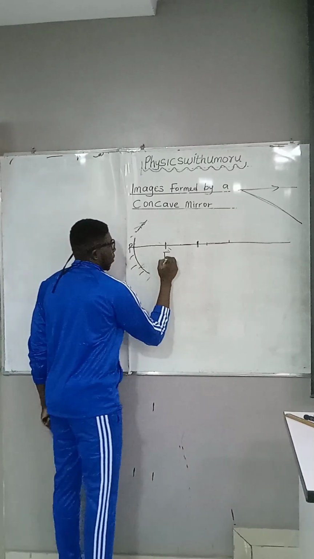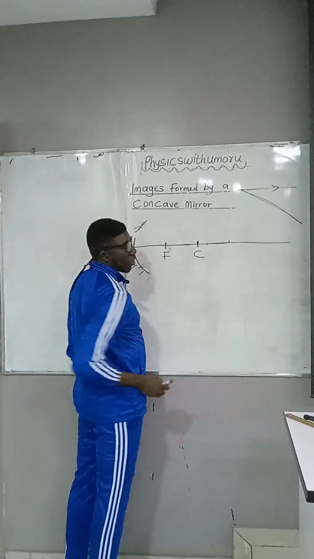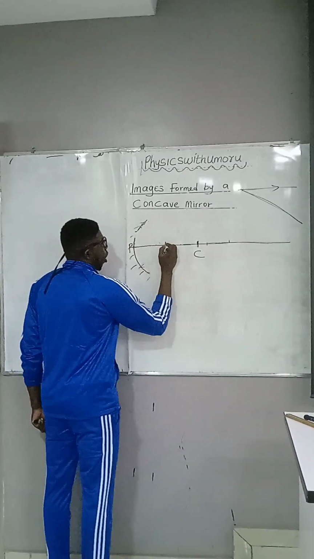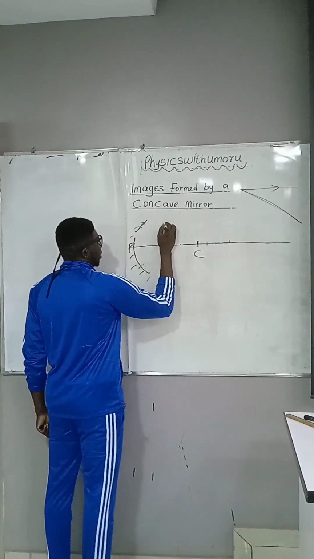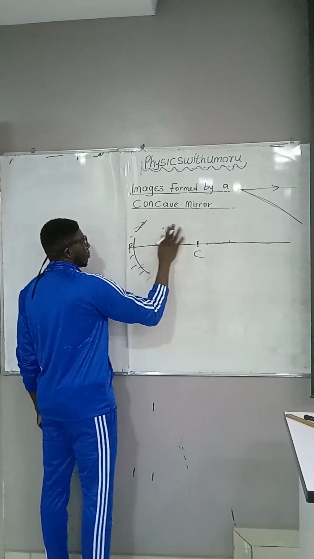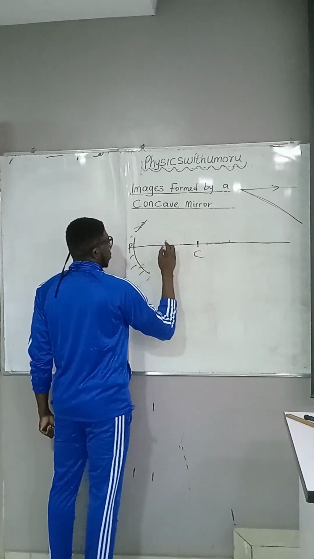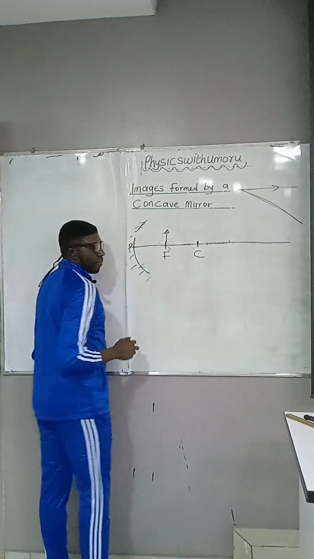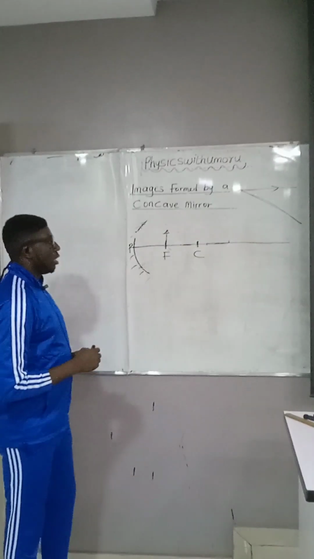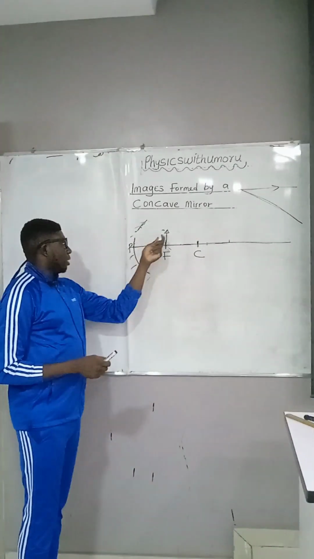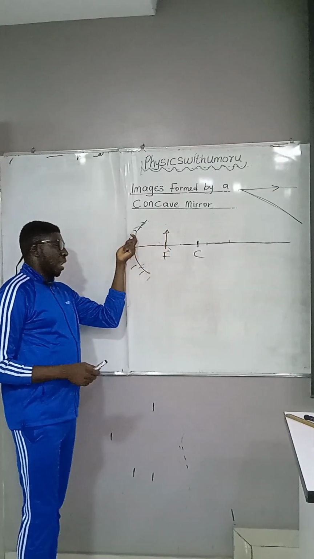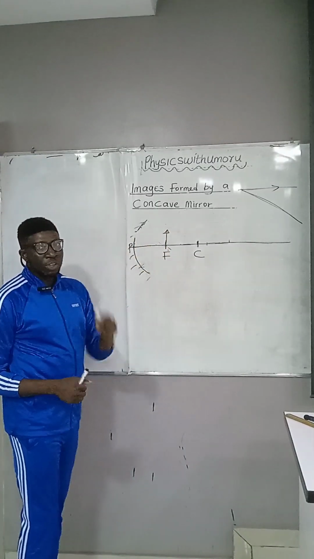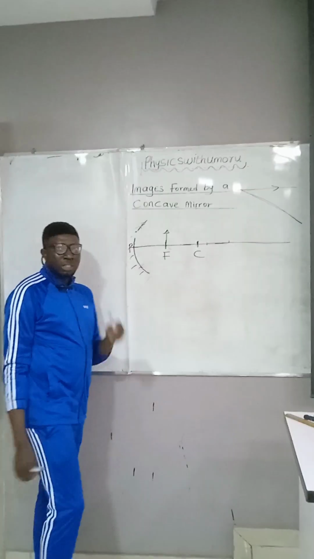So this is the principal focus and this is the center of curvature. When an object is placed at F, F is the principal focus. Remember our rule that a line is going to be parallel and the second line is going to be diagonal, but there will be a twist here.